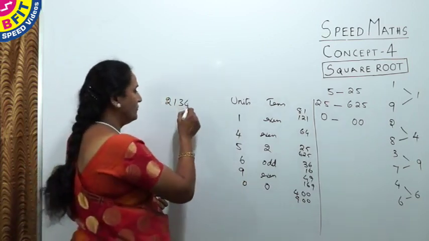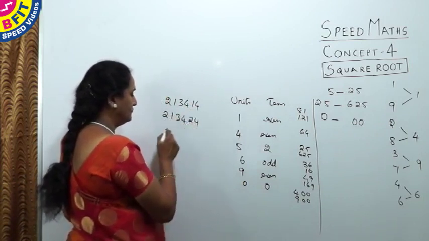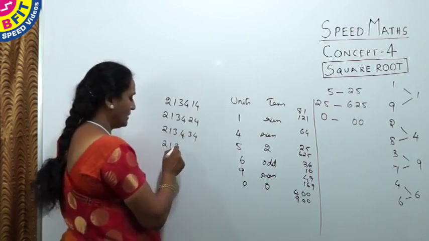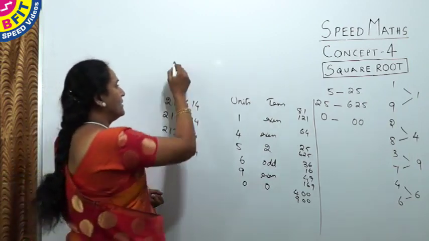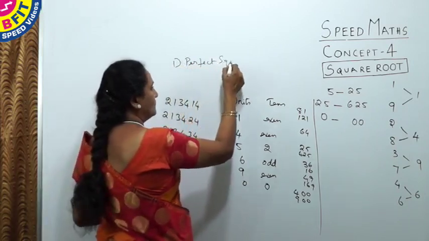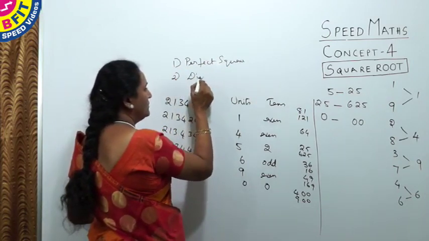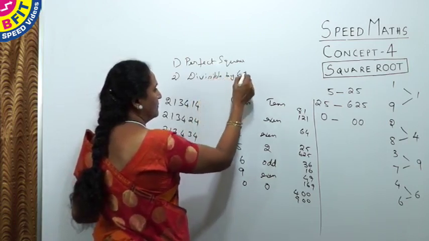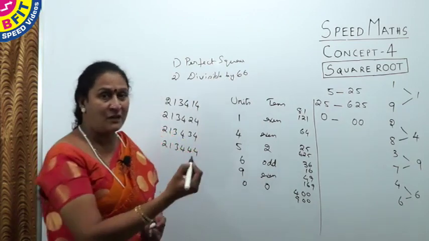So the options are 213414 and 213444 here. So one condition is that it should be a perfect square, and the second is that it should be divisible by 66. So seeing these conditions, we can eliminate a few options.